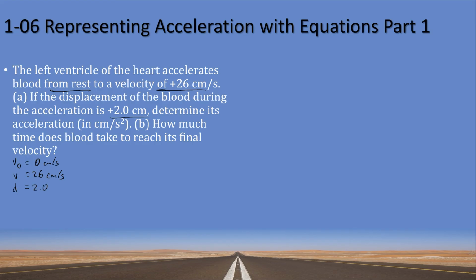So displacement is our total change in position. So that means our initial position would be assumed to be 0. And we're looking for the acceleration. So we need a formula that has those 5 variables without time. So that'd be v squared equals v0 squared plus 2a (d minus d0). Fill in the things you know.